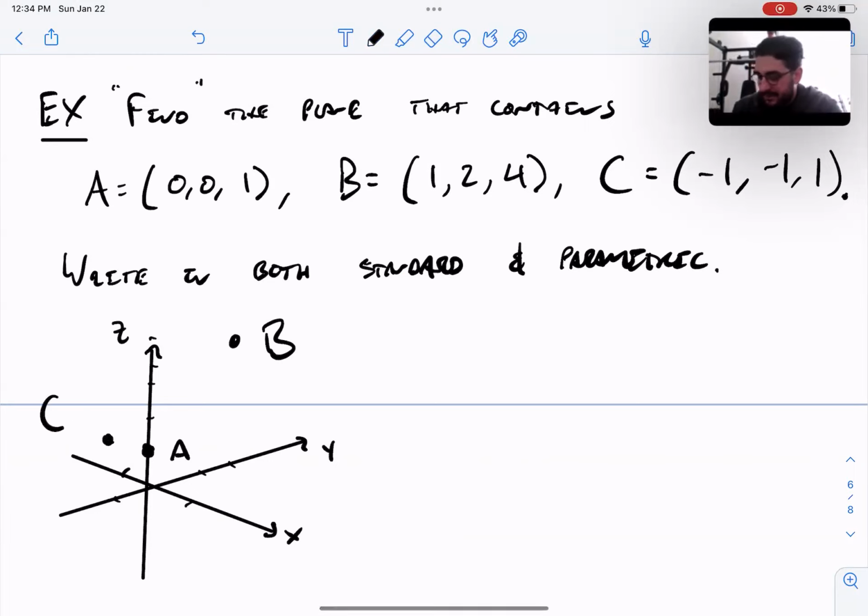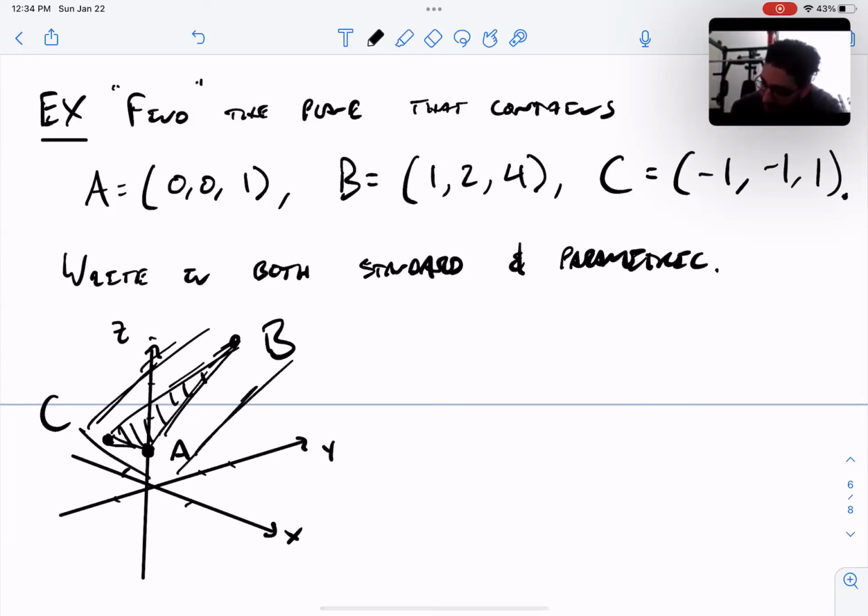So C is like back here. So there's our little triangle formed by A, B, and C, and I want the plane that contains that triangle, right? You can imagine there's a unique plane that triangle would fit perfectly flat inside. So I'm looking for that plane that kind of fits our triangle there.